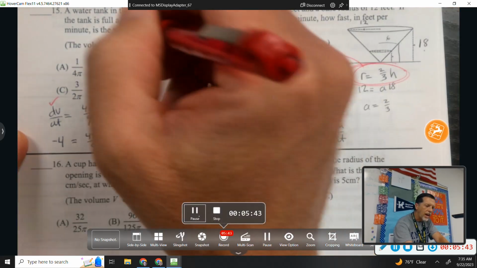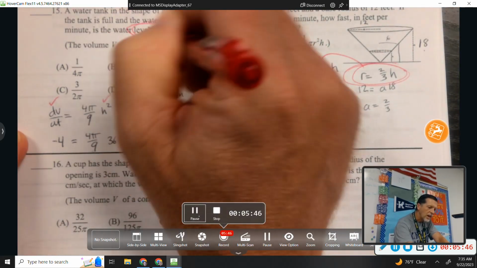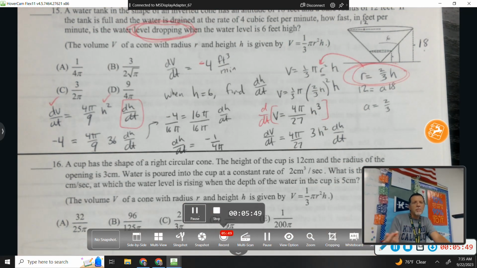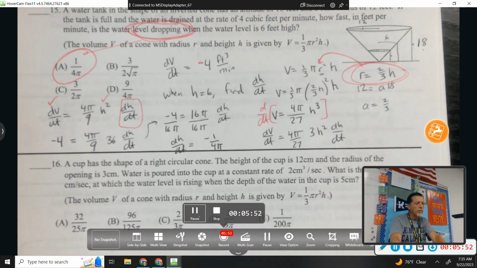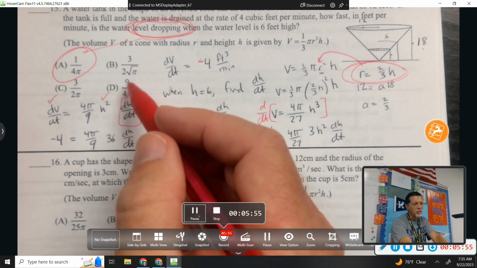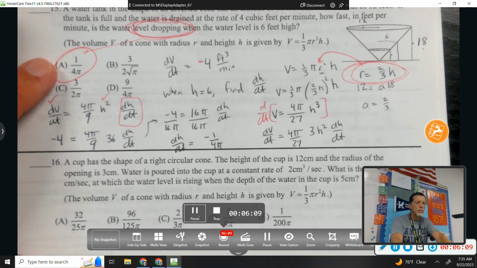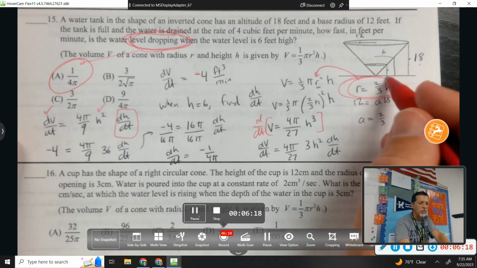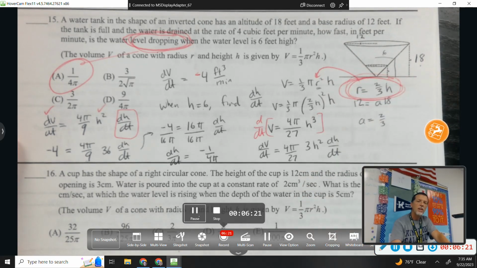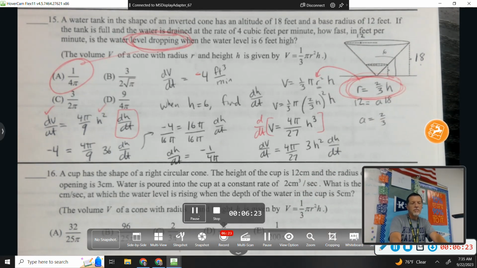The question is, how fast is the water level dropping? So dropping implies the negative, so we're okay with not having a negative. Plus, there's not an answer choice with a negative. This could get a little confusing. If you tell me it drops at negative 1 over 4 pi, then that really means it's increasing, so be careful how you phrase things. But obviously on a multiple choice, not that big a deal. Okay, good question. In my mind, that's as hard as it gets because you have to come up with this extra equation to help you not have to deal with the product rule.